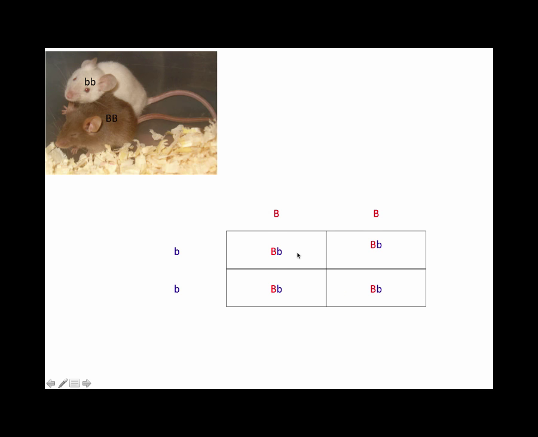These are going to be the offspring. And so the genotype is 100% heterozygous, big B, little b. The phenotype is what they look like, and these mice are all going to look brown because big B is dominant to little b. So pretty simple.